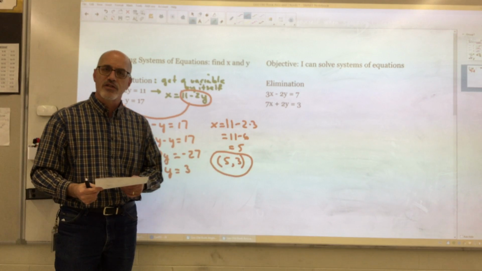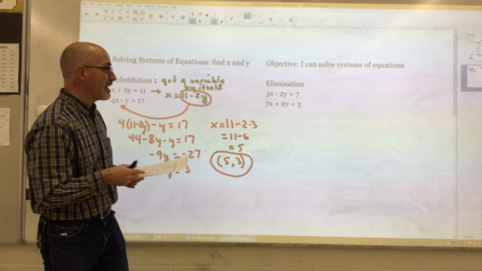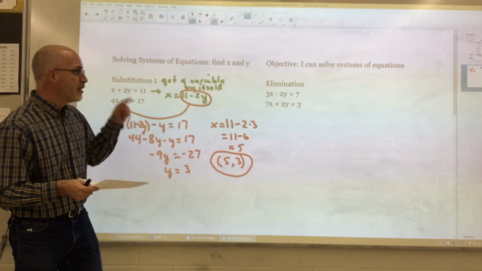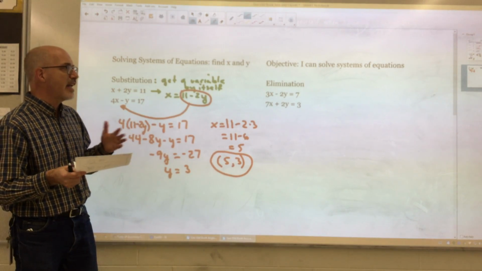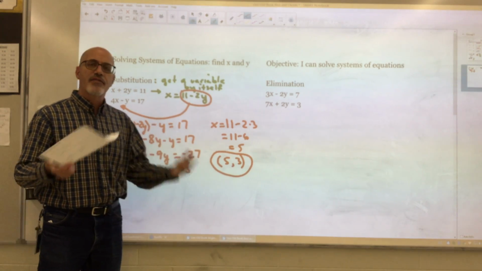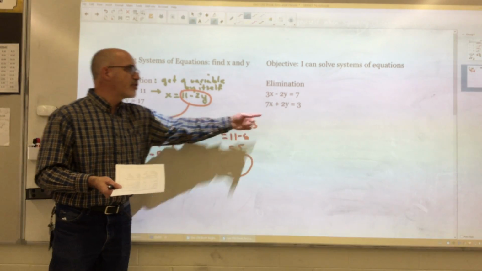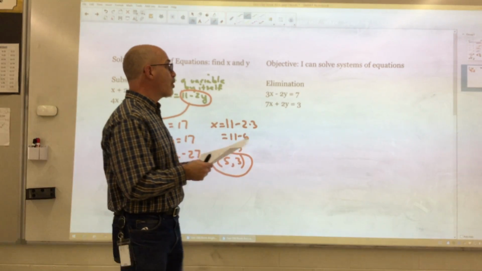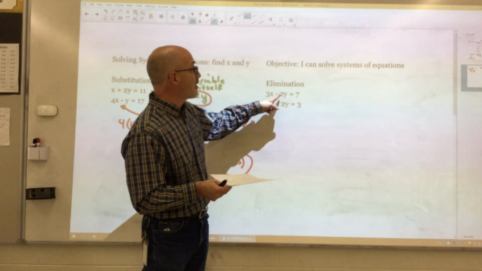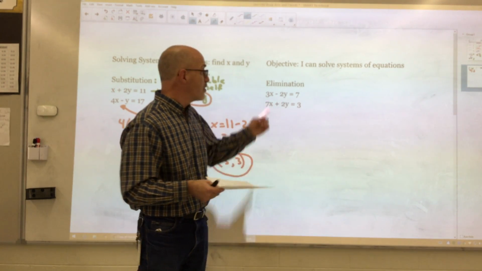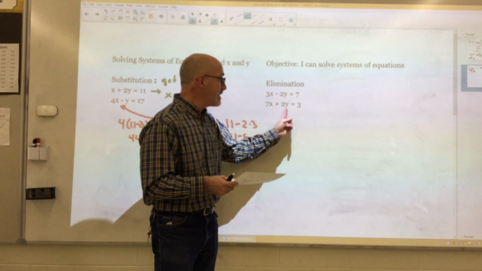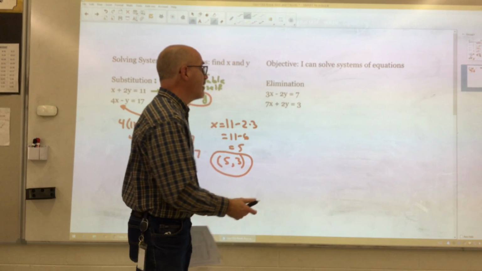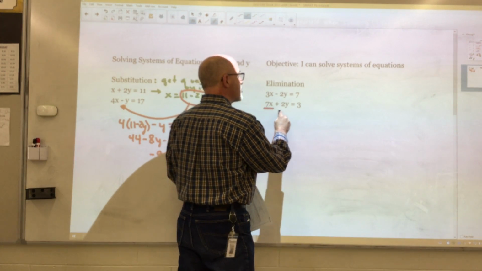Now, elimination is a little different. Elimination is when it's not quite as easy to get one of the variables by itself. If you look at this problem here, notice 3x minus 2y, if I divide everything by 3 or 2, I get fractions. And here, if I divide by 7 or 2, I get fractions. So what we want to do is use what's called elimination, where we're going to look at these and say that the y's are opposites of each other. So if this equals that, and this equals that, since they're equal, I can add them, equal things you can add. And so what I'm going to do here is just add straight down.